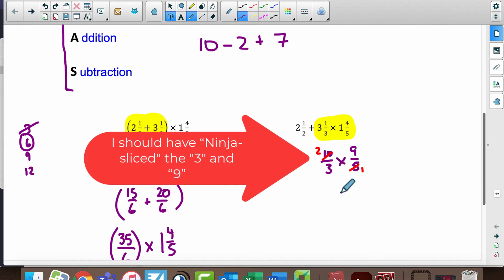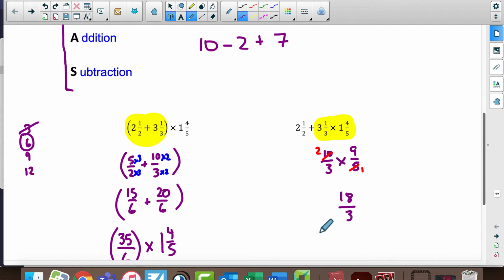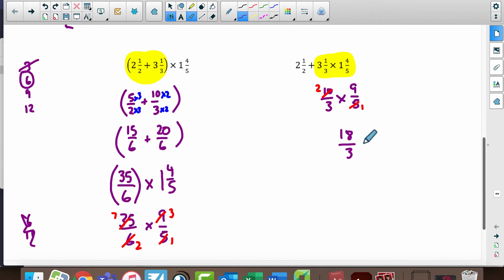2 times 9 is 18, and 3 times 1 is 3. Wait a minute. 18 and 3? I can divide both of those by 3. I'm going to get quite a nice answer here. Check this out. If I divide them both by 3, 18 by 3 is 6, and 3 by 3 is 1. Well, 6 over 1 is just the same as 6. Awesome. We've done the highlighted part, and it's 6.